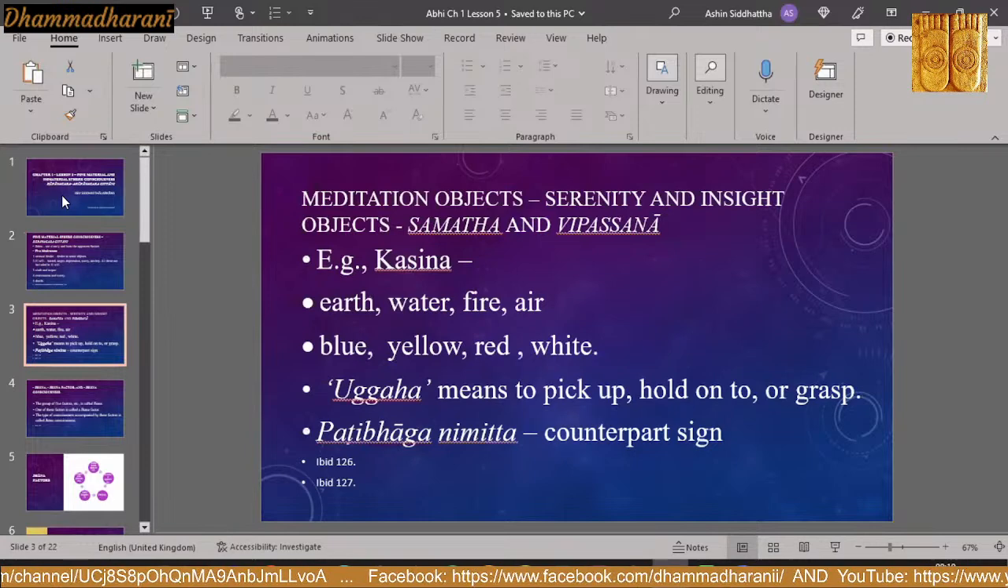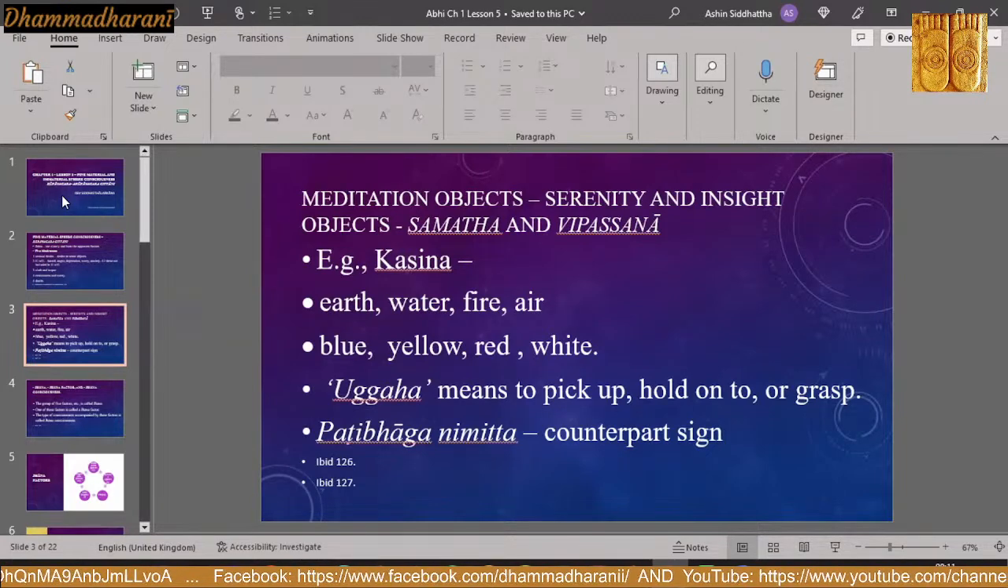So first, let's clarify the meditation objects. We can classify meditation objects into two classes: serenity objects and insight objects, samatha objects and vipassana objects. We will learn about vipassana objects later, and also samatha objects in detail in chapter 9. In brief, the ultimate realities are the objects of insight meditation. For example, the five hindrances, twelve bases, eighteen elements. Those are the objects.